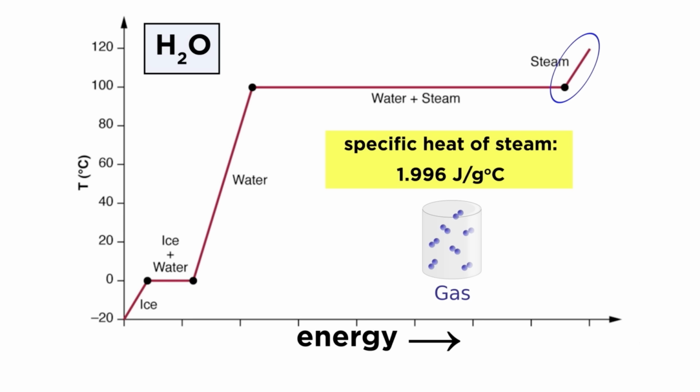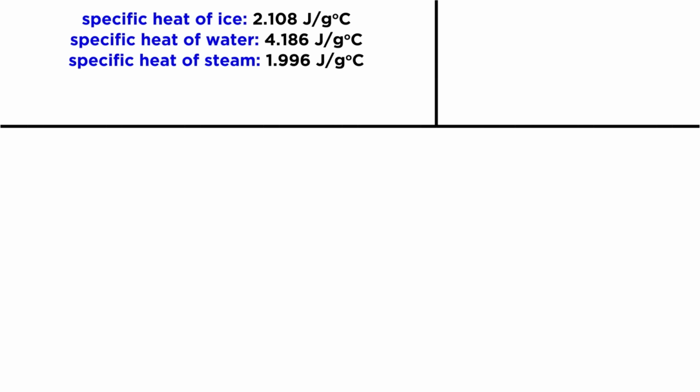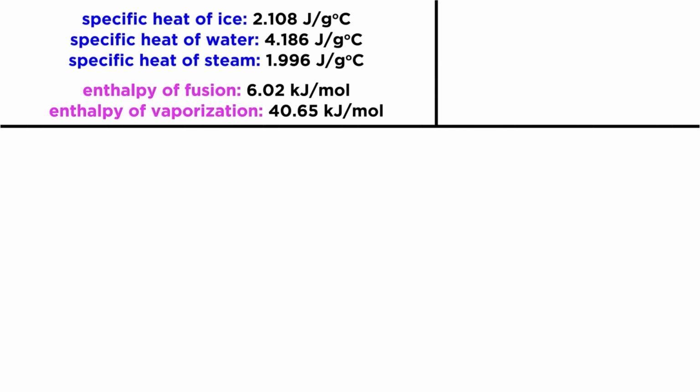And once completely vaporized, if heat continues to be absorbed, the steam will have its temperature raised at a rate that is determined by the specific heat of steam, which will once again be different than the specific heat for solid or liquid water. So if we have all three of these specific heats, as well as the enthalpies of fusion and vaporization, we can calculate the amount of energy required to convert, say, 135 grams of ice at negative 15 degrees into steam at 120 degrees.